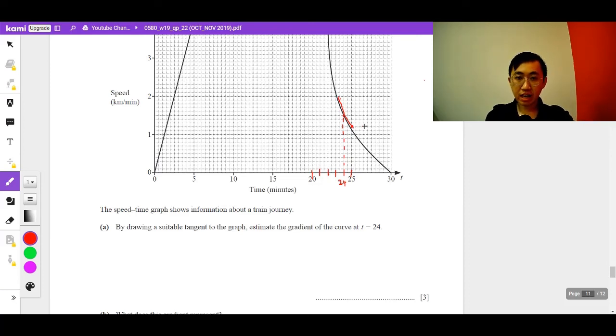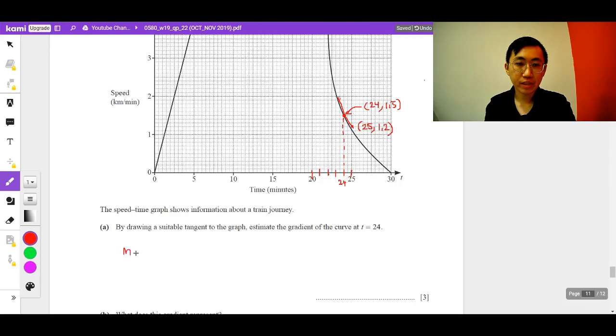So for teacher's answer, I'm going to take this coordinate. This is, I think, 25. The y-axis looks to be 1.2. Alright, and I think I can take this point over here. This will be 24 definitely, and the y-axis is 1.5. Okay, once you have taken 2 coordinates, then you can go for your gradient formula.